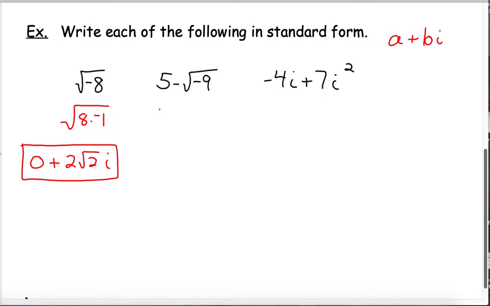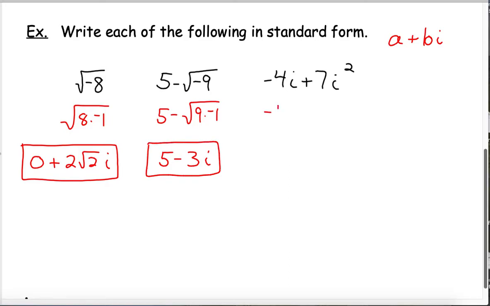Let's try the next one. We have 5 minus the square root of negative 9. So I can think of that as 9 times negative 1. And so we're going to have 5 minus, and the square root of 9 is 3, and the square root of negative 1 is i. So 5 minus 3i.